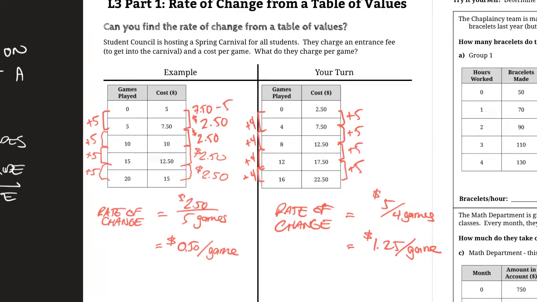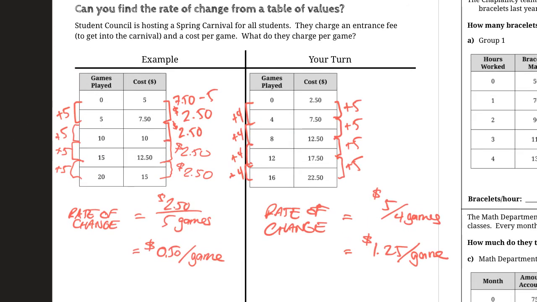So here's the answer. You should have come up with $1.25 per game. In this case, you notice the entrance fee was only $2.50 because when you played 0 games, you still had to pay $2.50. But each 4 games you play, you're charged an extra $5. If you have a hard time understanding how to get that $5, remember, you can always subtract this one minus this one, the lower one minus the one above it, and that'll always tell you how much it is. So $7.50 minus $2.50 equals that $5. That's how we got that $5.